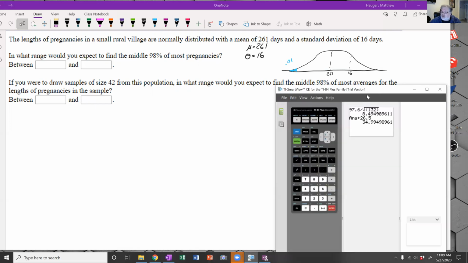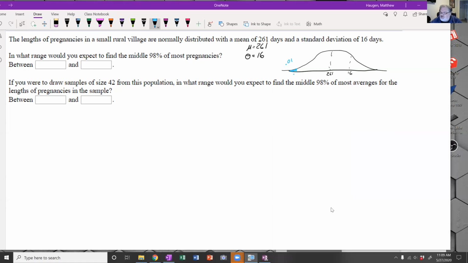We have a proportion and want a value, so that's an inverse. So inverse normal. And the inverse normal wants the area, 0.01 for 1%. Our population mean is 261, and our standard deviation is 16. Now this is asking about individual pregnancies, so it's the standard deviation within our population. So it is just the 16. So that's 223 down there.